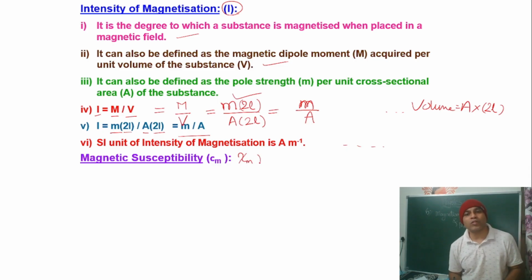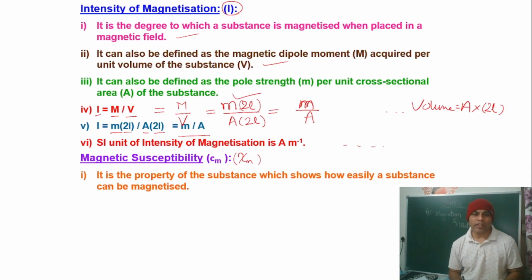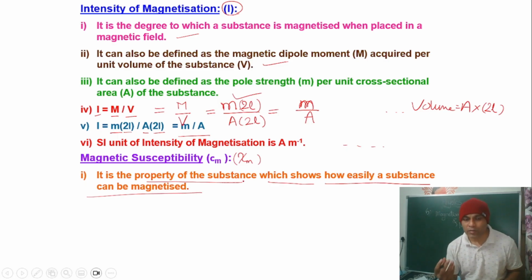This symbol is also used for the susceptibility. Excellent. Okay. So what is meant by magnetic susceptibility? It is the property of the substance which shows how easily a substance can be magnetized. So that is susceptibility, how easily it can be manipulated, how susceptible it is. The material can be easily magnetized.